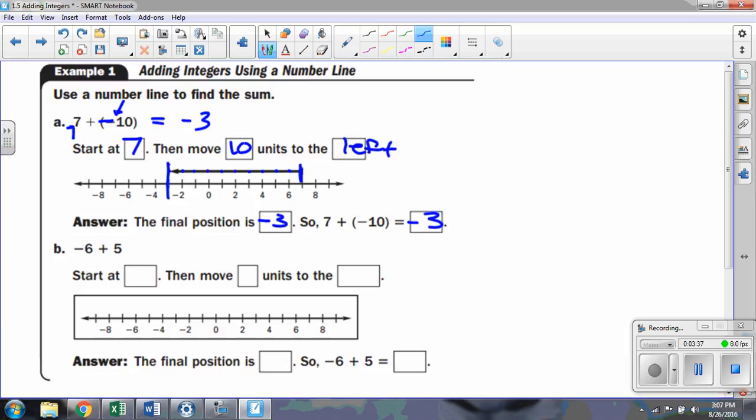So second one, where would we start? Start at negative 6, because that's the first number. Then we have to move 5 units, because it's the second number, to the right, because it's positive. So we're at negative 6. 1, 2, 3, 4, 5. We finish there. And so we've got our answer.